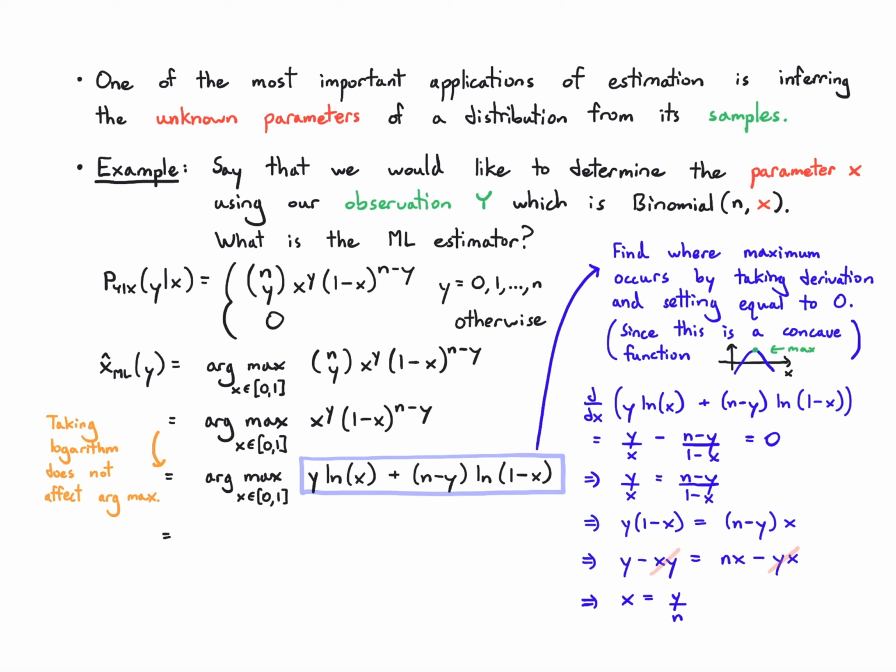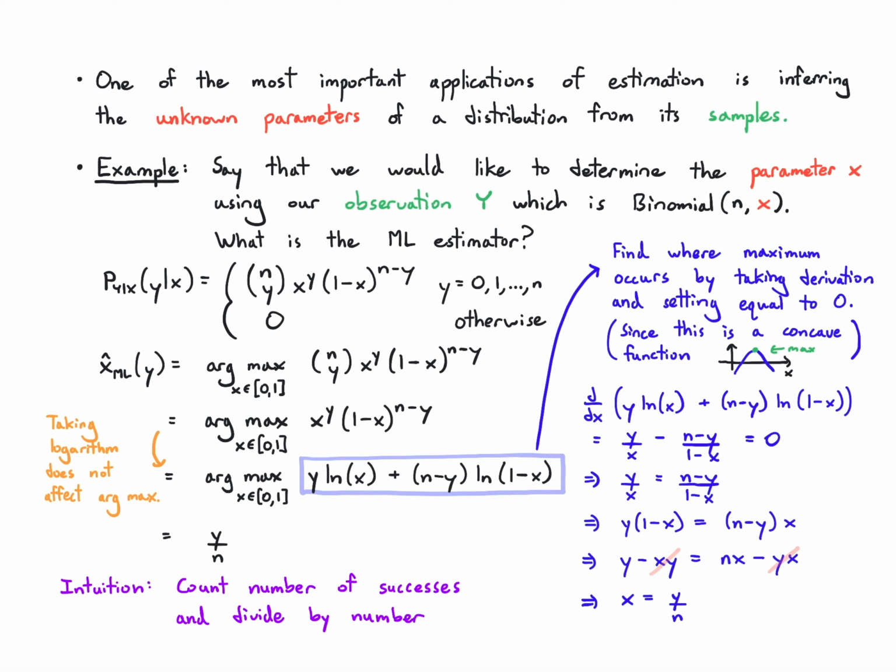So my ML estimator is y over n. And this makes a lot of sense. So here's the intuition. For the ML rule in this case, or ML estimator, count the number of successes, that's y, in your experiment, and divide by the number of trials.